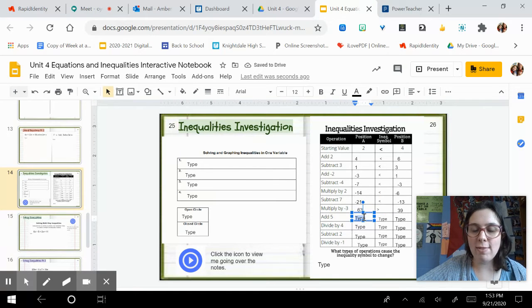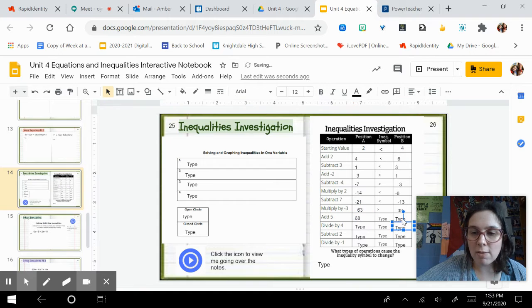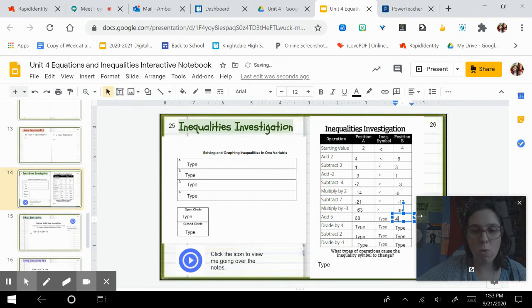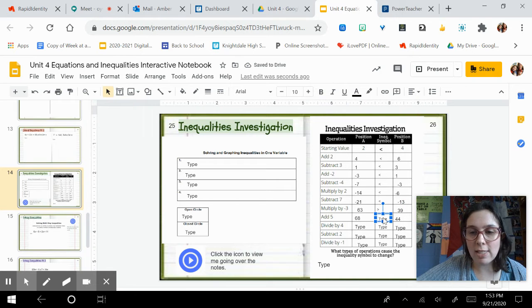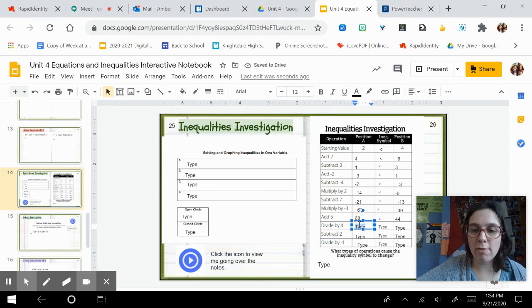All right, let's add 5. 63 plus 5 is 68. Then 39 plus 5 is 44. Okay, and so again, we are still at greater than. 68 is still bigger. All right, now let's divide by 4. 68 divided by 4 is 17, yep. Okay, and then 44 divided by 4 is 11. So again, we're still bigger. 17 is still bigger, so still greater than.